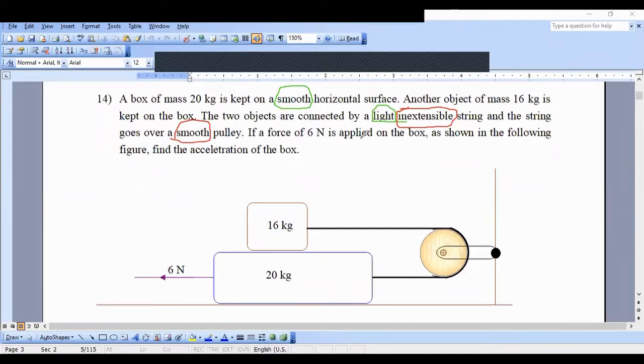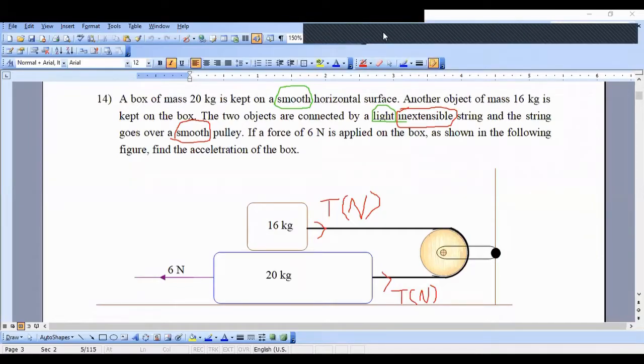If a force of 6 Newton is applied on the box as shown in the following figure, find the acceleration of the box. Now you see, there are no friction forces. So as usual, let me mark the tension forces acting on the string. Light string means if the tension force here is T Newton, the tension force at the other end should also be T Newton, because the string is massless. No friction forces are acting on the system. Got it?